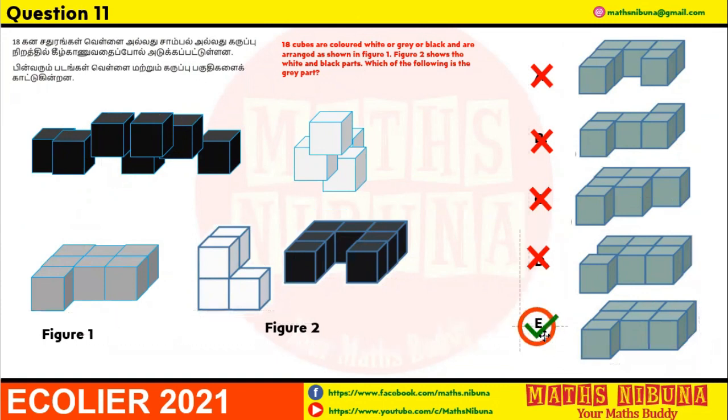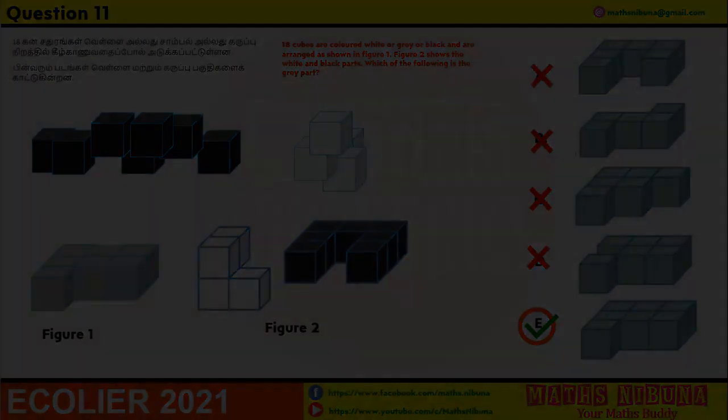But for this question, I think you can just count the balance remaining cubes because you are just standard 3 and standard 4. It won't be a very tough question. You just count the balance cubes and then decide from here. So that's all for question number 11. The answer is E.